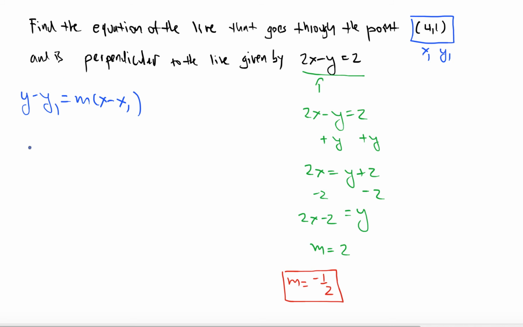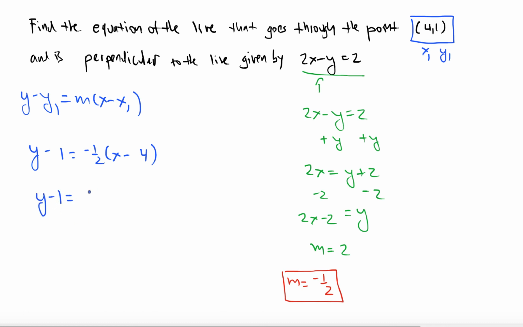So let's go ahead and plug those values in. We know the y1 value, which is 1 here. We know the slope that we're going to use now. It's not 2, it's -1/2. And then what value do we plug in for x1? It's the 4. And once again, generally we do solve for y here.